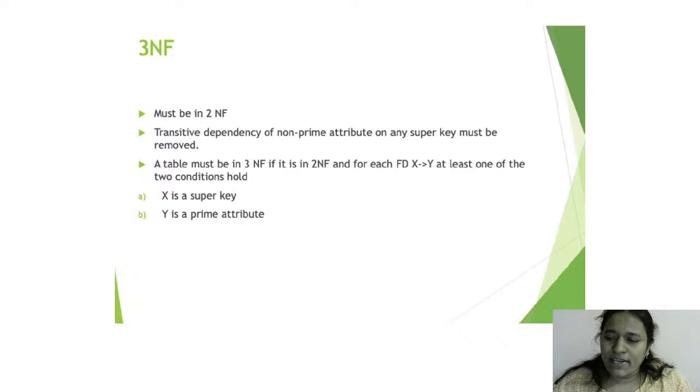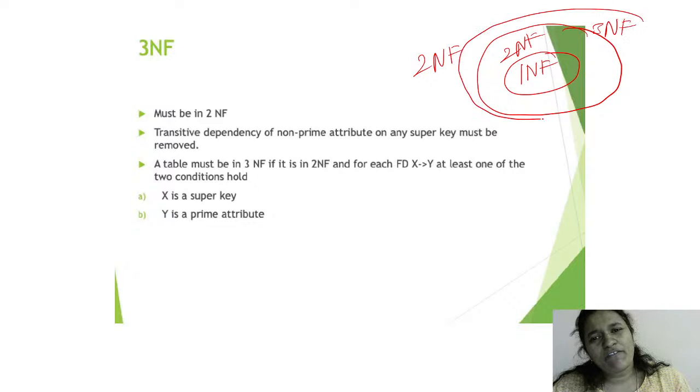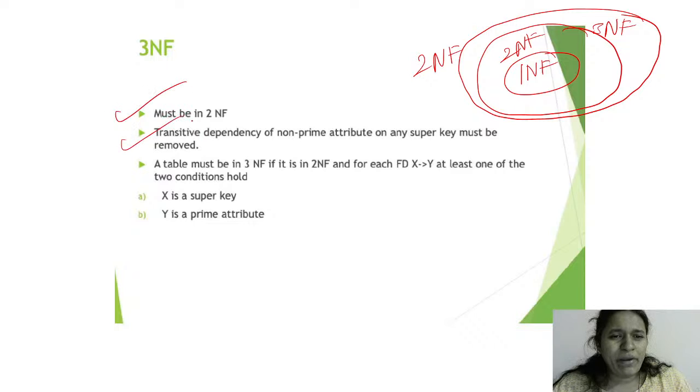Now we will go for 3NF. 3NF means it must be in 2NF, right? First of all, a relation should be in 1NF, 2NF. If we are checking for 3NF, the relation must be in 2NF first. Transitive dependency of non-prime attributes on any super key must be removed. There should not be transitive dependency; we have to remove it.